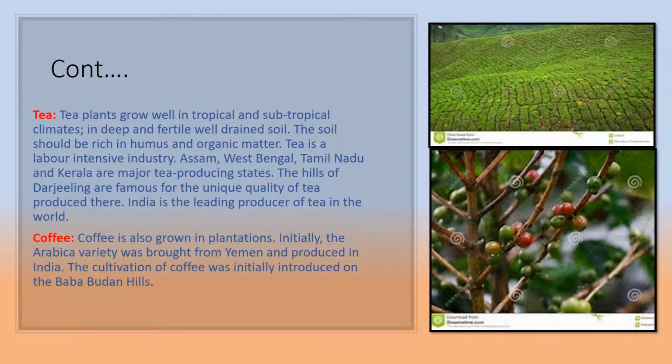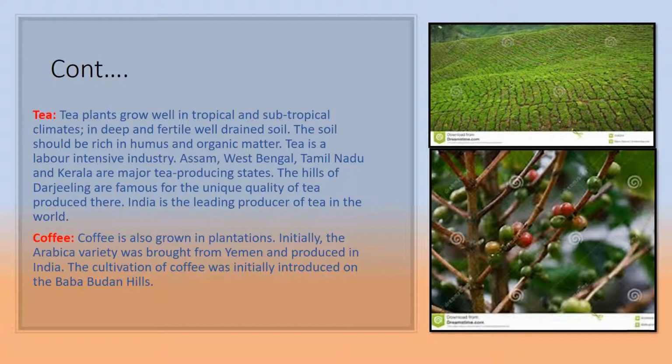Tea plants grow well in tropical and subtropical climates, in deep and fertile well-drained soil. The soil should be rich in humus and organic matter. Tea is a labor-intensive industry. Assam, West Bengal, Tamil Nadu and Kerala are major tea-producing states. The hills of Darjeeling are famous for the unique quality of tea produced there. India is the leading producer of tea in the world.